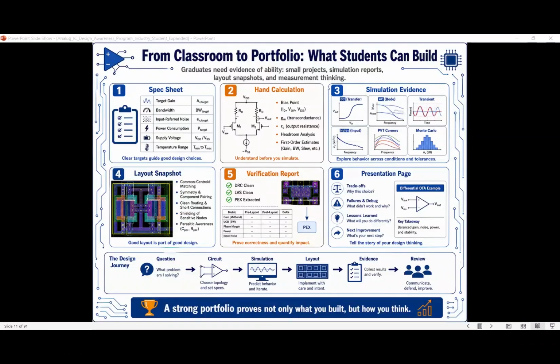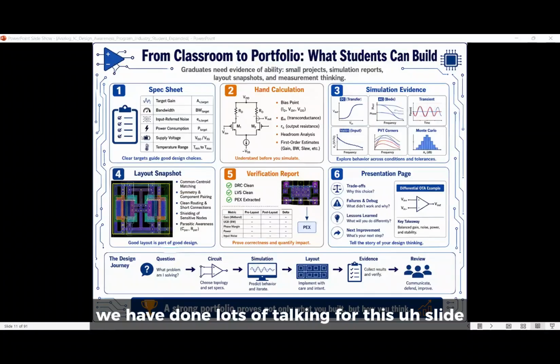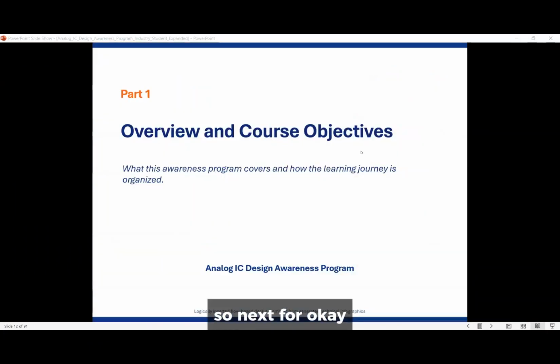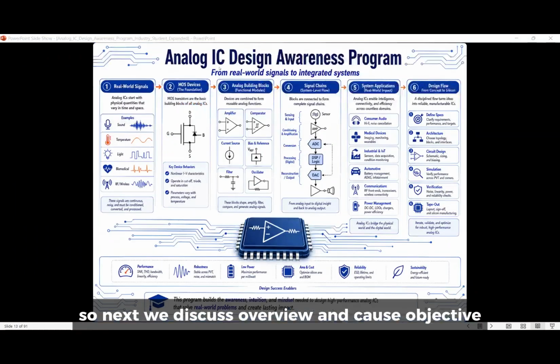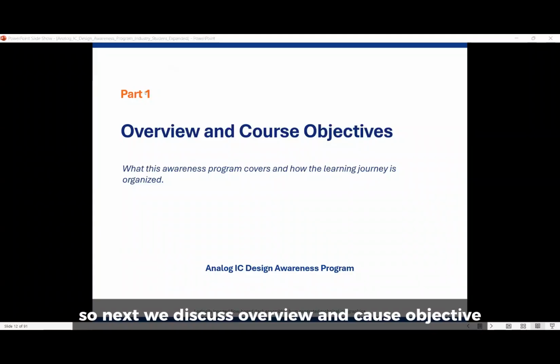Okay, so we have done lots of talking for this slide. Next we discuss overview and cost objective.